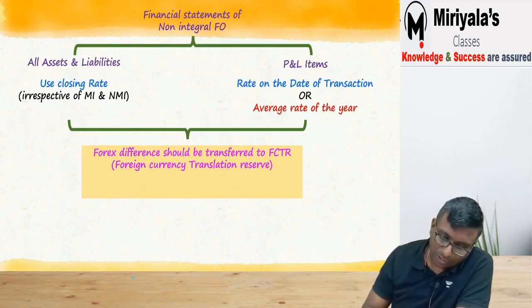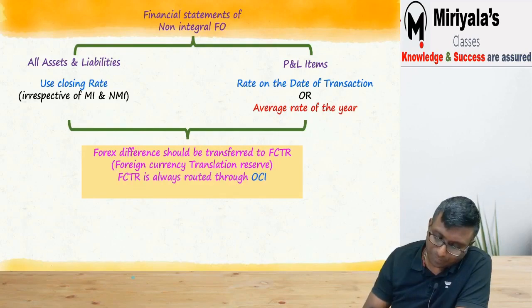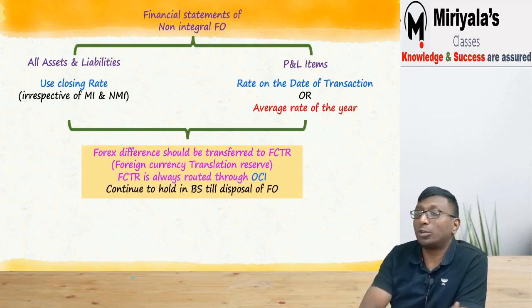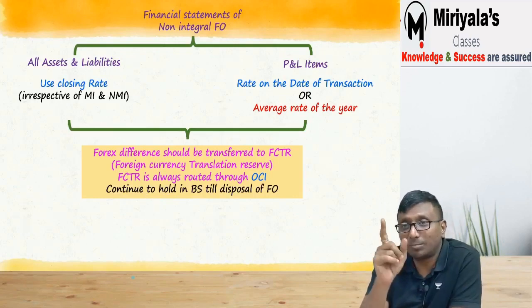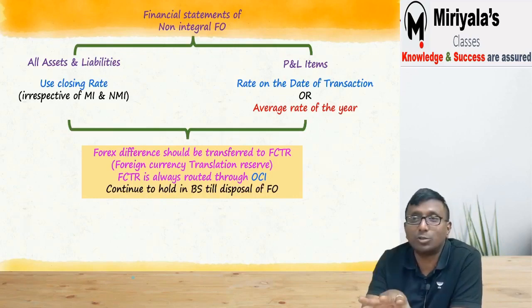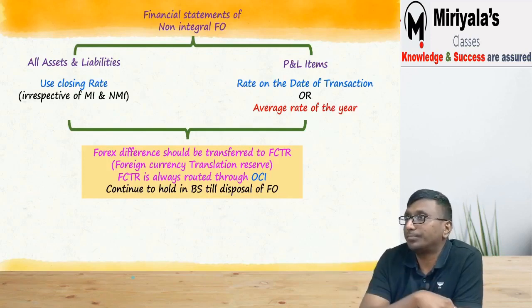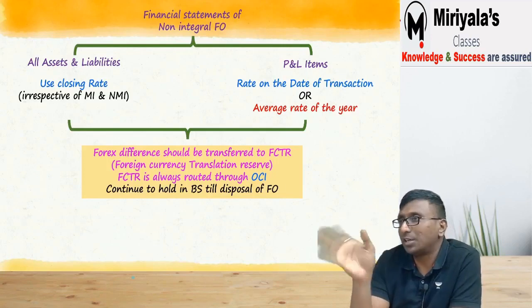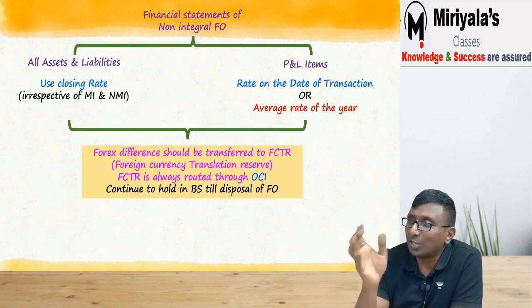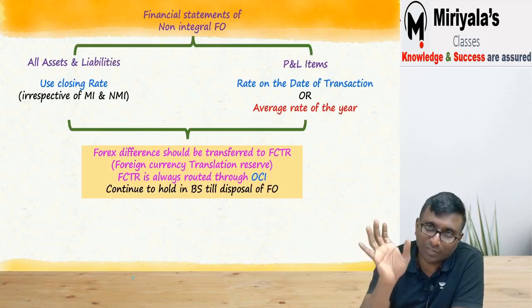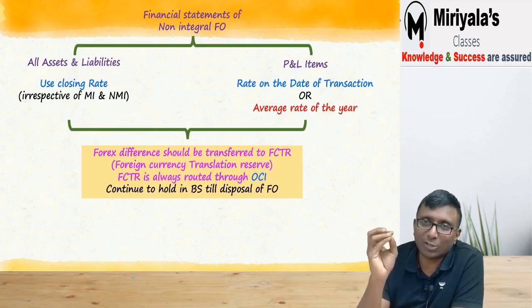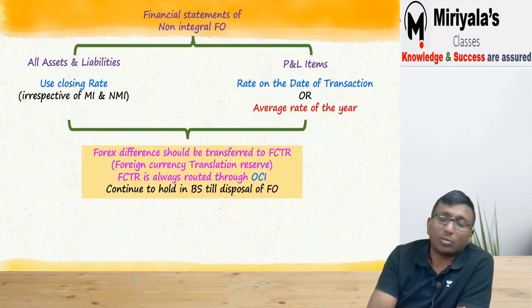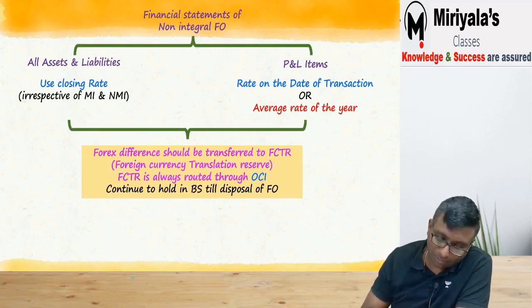So it should be transferred to FCTR. FCTR is always routed through OCI. Now, how long should I keep this OCI, sir? Till the foreign operation is with you. It has to be with you. Sir, if the foreign subsidiary is sold, then you remove FCTR. Or if I sold off the foreign branch, then you remove FCTR. Otherwise it has to be continued in the balance sheet. Correct?